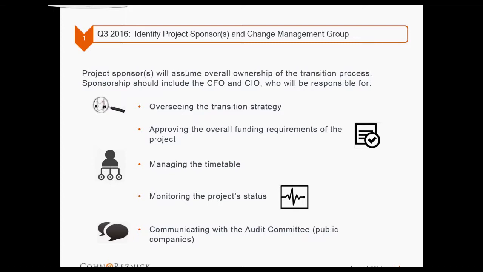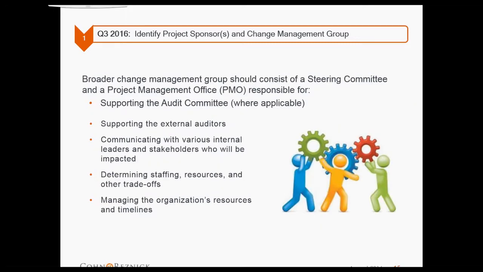Sponsorship of the implementation process should include the CFO and CAO at a minimum. This group will be primarily responsible for approving the overall funding requirements of the project, managing the timetable, and monitoring the project's overall status. They will also be responsible for the overall transition strategy and may be the individuals responsible for communicating with the audit committee, at least in the case of public companies. Identifying the project sponsors and change management group.